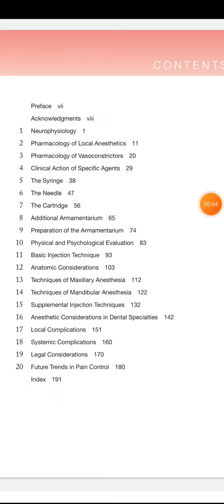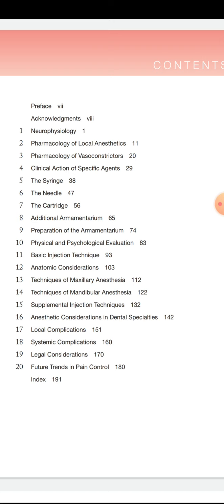MCQs for Handbook of Local Anesthesia. The contents: 1. Neurophysiology. 2. Pharmacology of local anesthetics. 3. Pharmacology of the vasoconstrictors. 4. Clinical action of the specific agents.